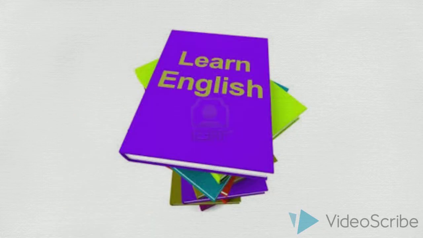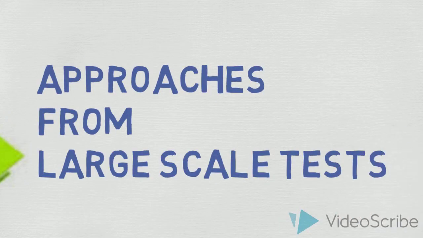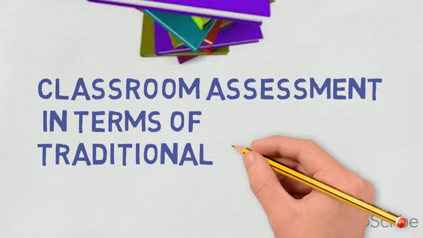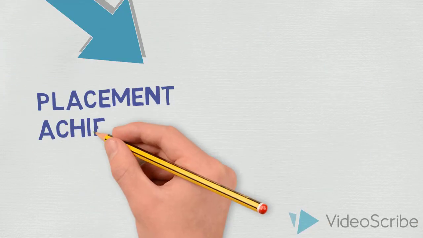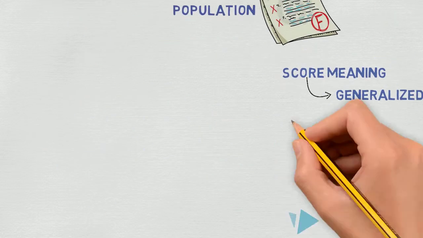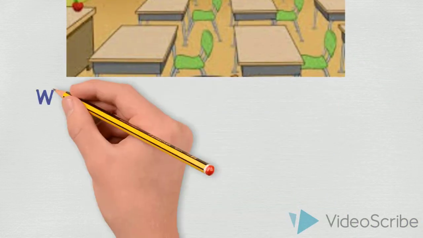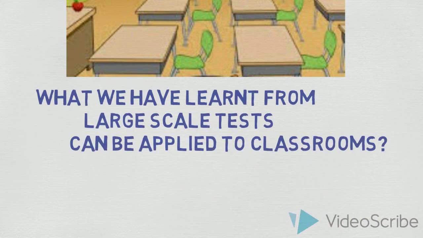Additionally, they say that some teachers' books make emphasis on the literature and approaches from large-scale testing. This produces a tendency to look at classroom assessment in terms of traditional categories such as placement, achievement, proficiency, and progress tests. Then Fulcher and Davidson say that the difference between classroom and large-scale testing is not taken into account. So, it is possible that what we have learned from large-scale testing can be applied to classrooms.